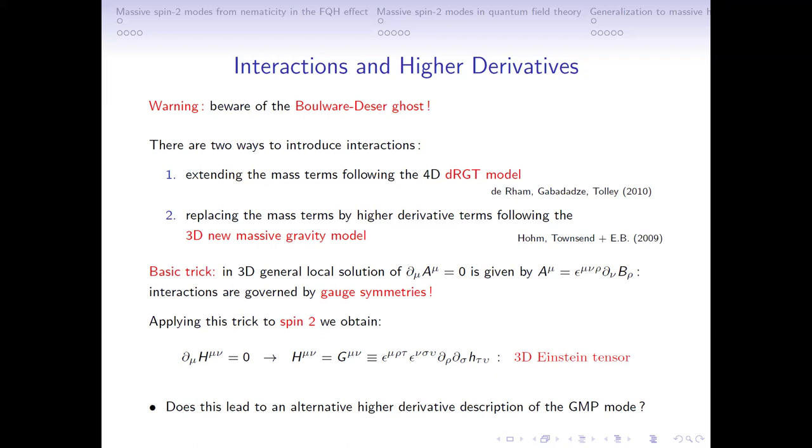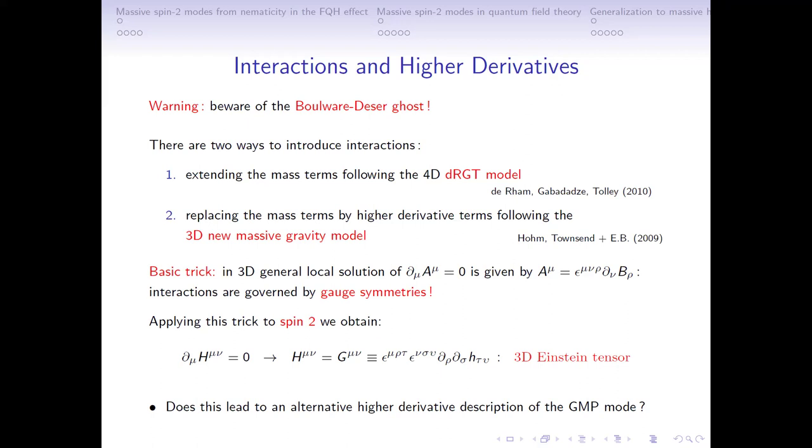And in the relativistic literature, there are two models where people introduce interactions. One is the Boulware-Deser model. In 4 dimensions, they show how to generalize this mass term, and in fact, in 3 dimensions it becomes much more simple. You can write it as a sine term. But another interesting way is what we did some time ago.